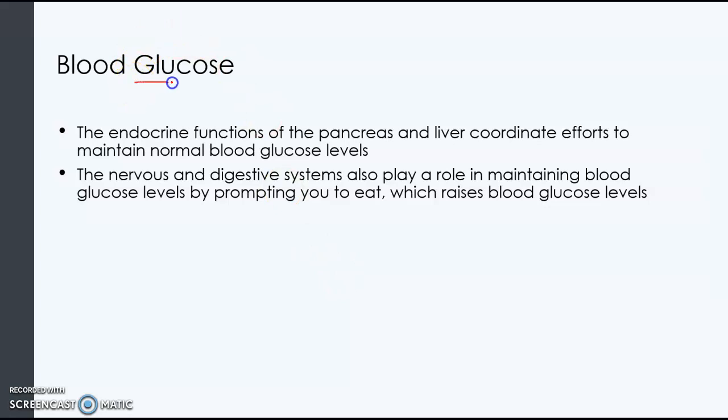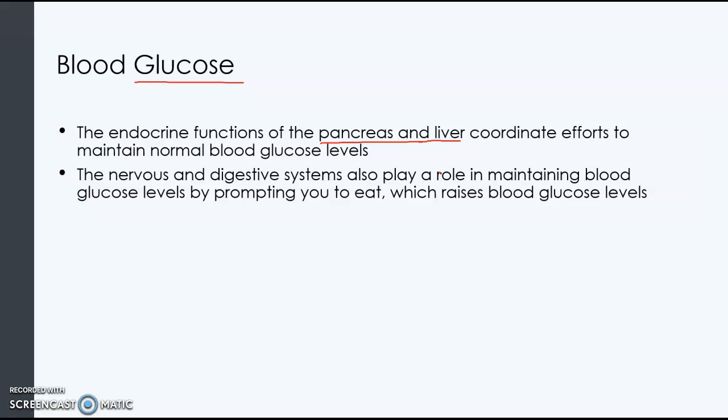Blood glucose or blood sugar is regulated in a very similar way. The pancreas and the liver are the two organs that primarily work together to maintain blood glucose. If the levels of glucose in your blood are high, the pancreas releases insulin, and the insulin will help to lower the blood glucose. The liver will actually remove glucose from your blood and store it as glycogen.